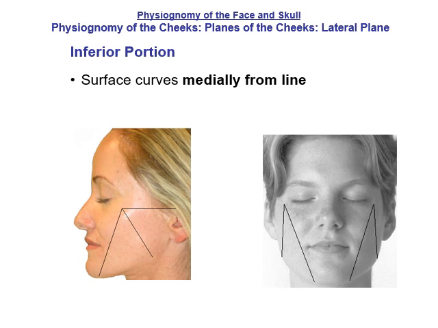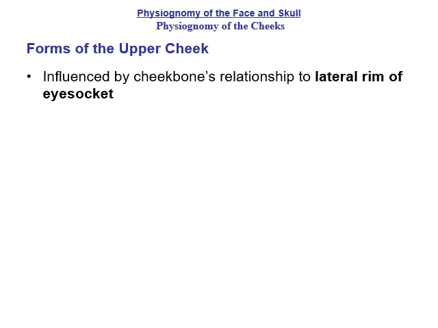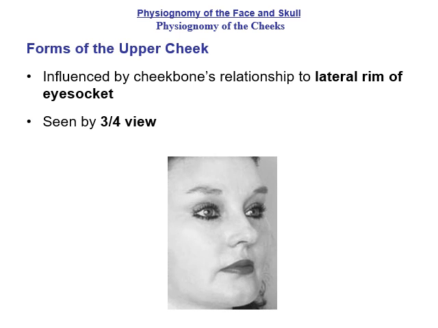Now the cheeks, the zygomatic bones, also have an impact on how your eye socket looks a little bit. These are what we call the forms of the upper cheek variations. It's influenced by the cheekbone's relationship to the lateral rim of the eye socket. And we see this by what's called a three-quarter view. A three-quarter view is when you look directly at someone and then move off to the side about 45 degrees, and you look at the opposite eye. So this is what I'm looking for here. I'm not looking at the person's right eye, I'm looking at their left eye. So I'll move to my left and look at their left eye, and I'm seeing how the cheek relates to the upper rim of the eye socket.